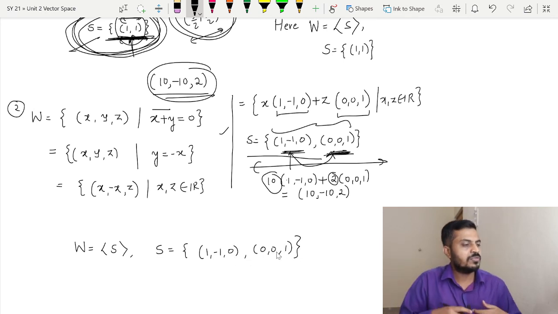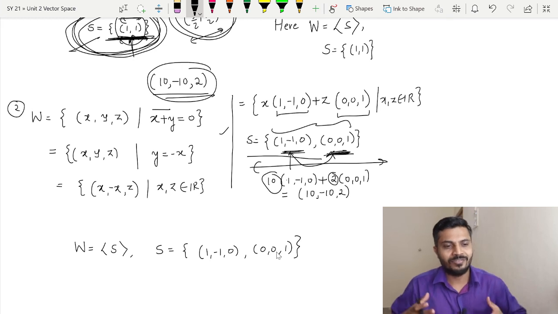In future we are going to see plenty of examples of vector spaces, subspaces and their generating sets. So we will stop here for today. Thank you.